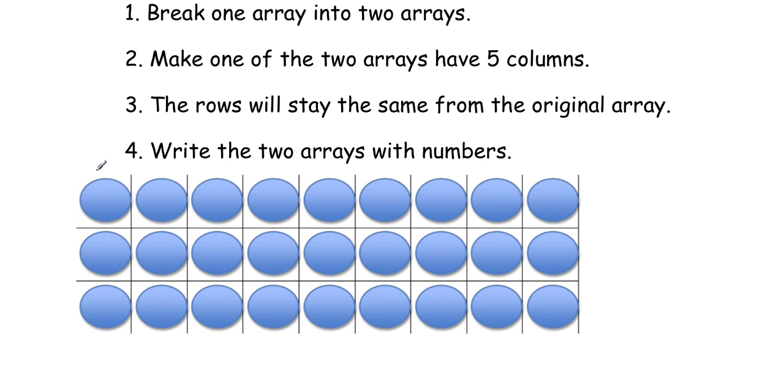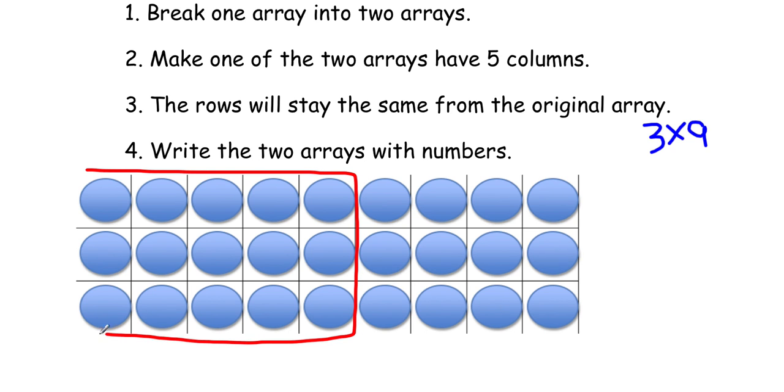I'm going to break this array down. First of all, I'm going to figure out that it's a 3 by how many columns? 1, 2, 3, 4, 5, 6, 7, 8, 9. It happens to be a 3 by 9. So I'm going to break it down, again drawing around 5 columns' worth. So I have 3 by 5, and what I have left over is 3 by 4.